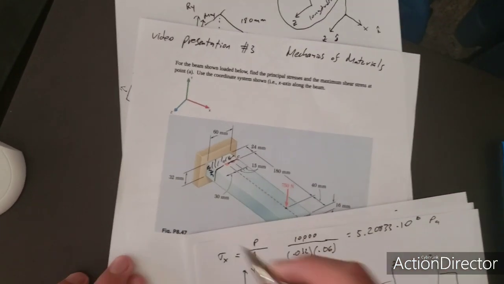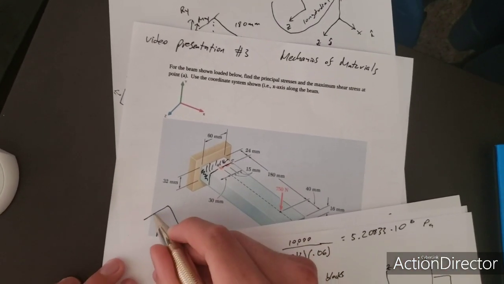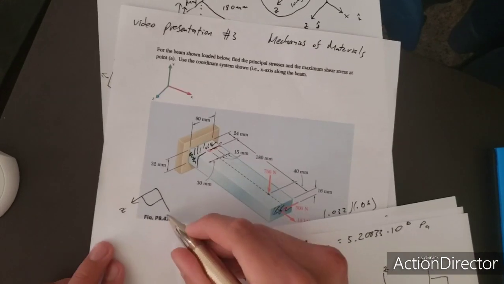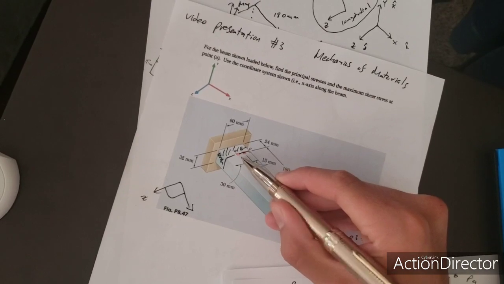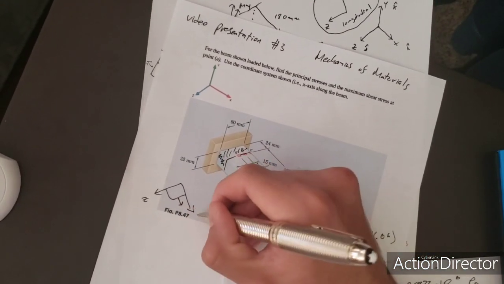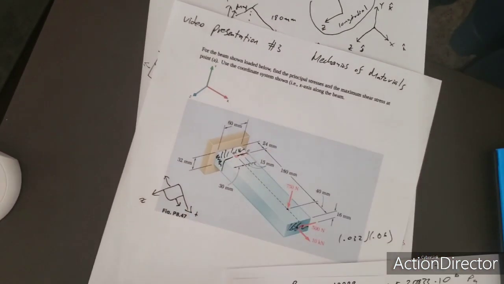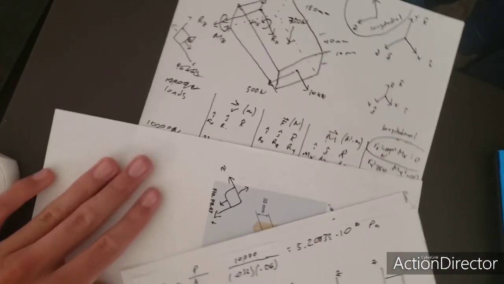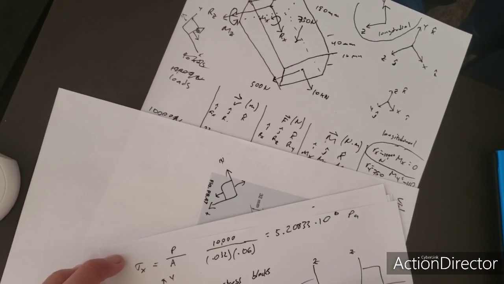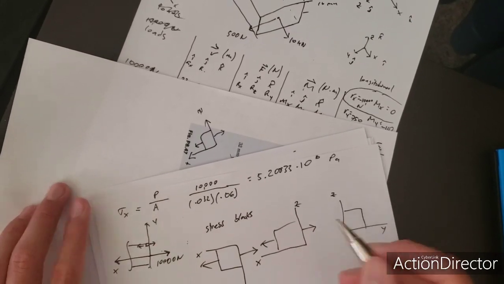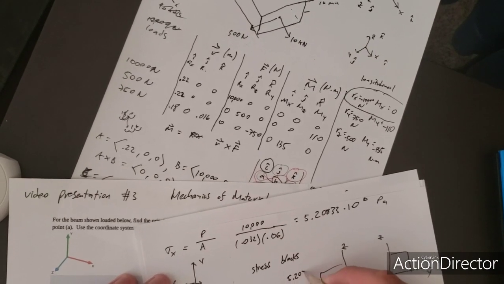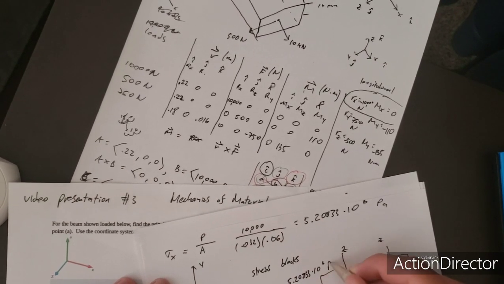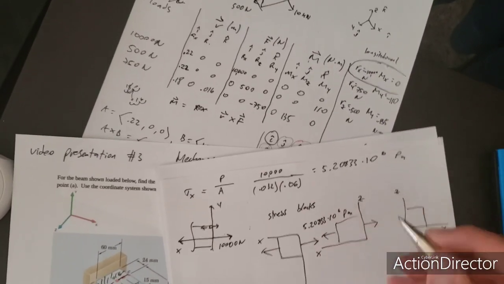If we have the XZ plane here, this is my stress block, this is Z, this is X. Well, we found that it was stretching this block going this way towards the X direction. So if we just turn around the picture, we can see that it's just going to go this way. And the result will be for both 5.20833 times 10 to the 6 pascals. Okay, done with the first one.